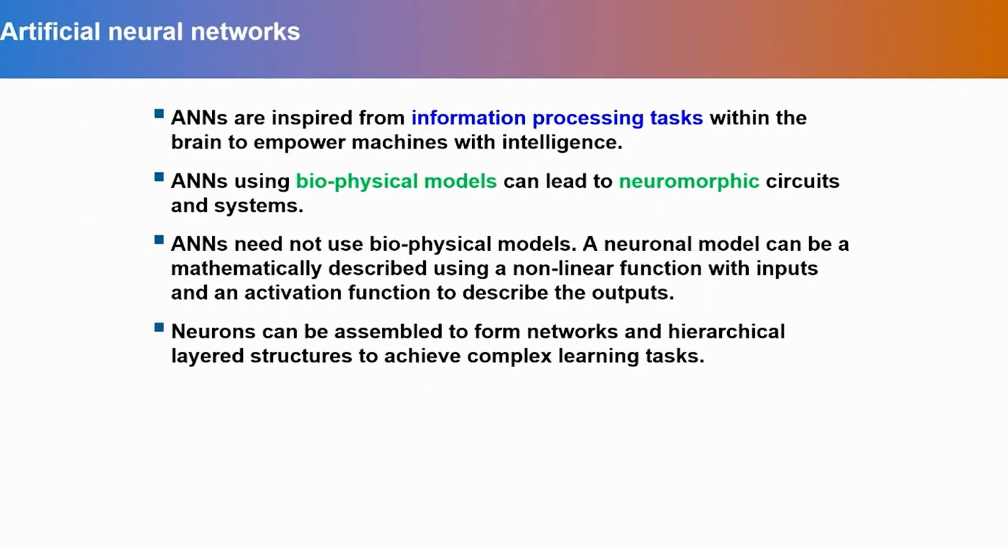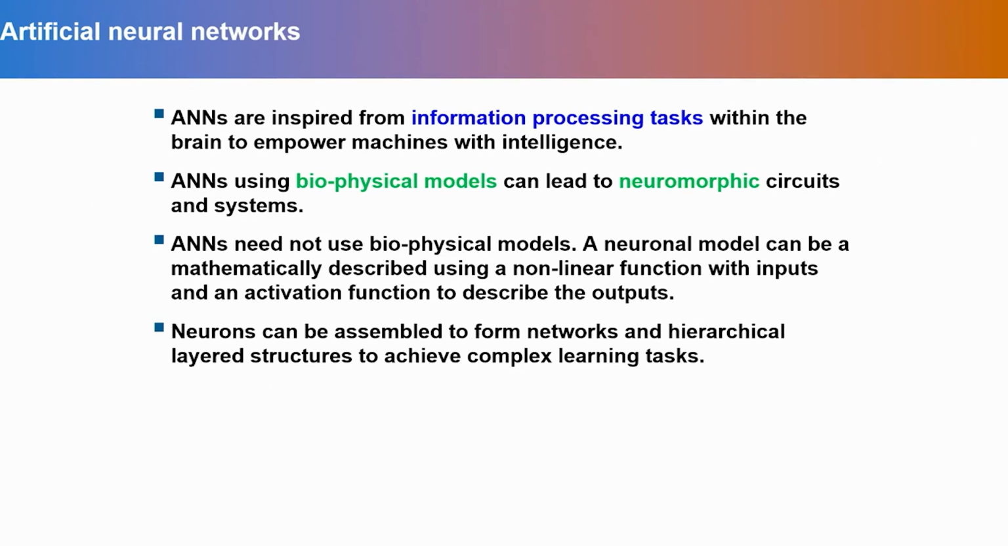So, our goal is artificial neural networks. That is our primary goal within this course. ANNs are inspired from information processing tasks within the brain to empower machines with human like intelligence. One can think of two categories for ANNs. ANNs can be inspired from biophysical models, or we can imbibe biophysical models within artificial neural networks that can lead to neuromorphic circuits and systems. This is an active area of research.